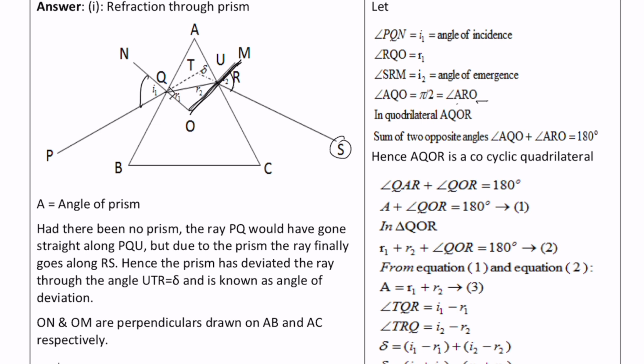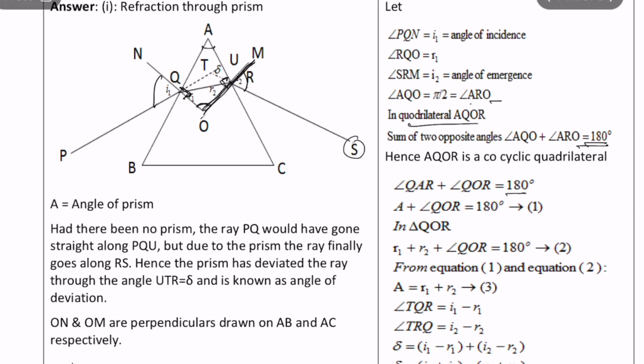Now, in this quadrilateral AQOR, these two angles are 90 degrees. So the opposite two angles, this angle and this angle, should sum to 180 degrees, because the sum of the four angles in a quadrilateral is 360, out of which these two are 90. So the other two are 180. So A, the angle of the prism, plus QRO is 180 degrees. We find that A plus QRO is 180 degrees, equation 1.